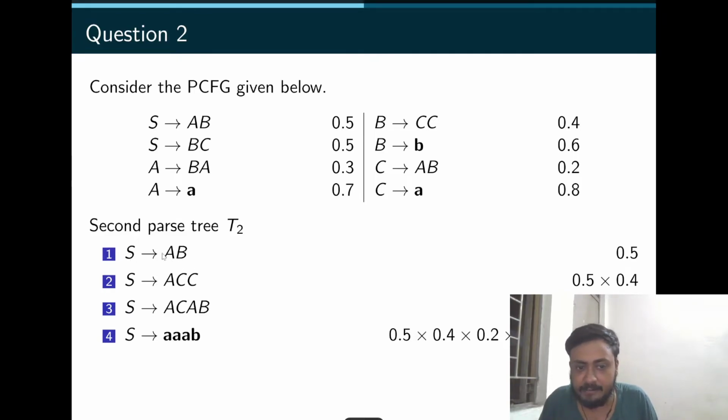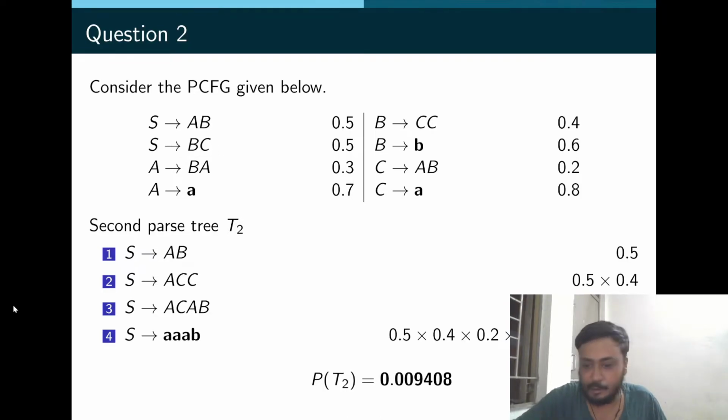So thus, starting with S gives AB, we have looked at all the possible combinations of how we can parse the string AAAB, right? Now the only other thing left for us to do is start with this rule, S gives BC. So this tree has a probability of this. I guess this is straightforward. You just multiply the probabilities of the rules you apply, and the total product is the final probability of the given tree.